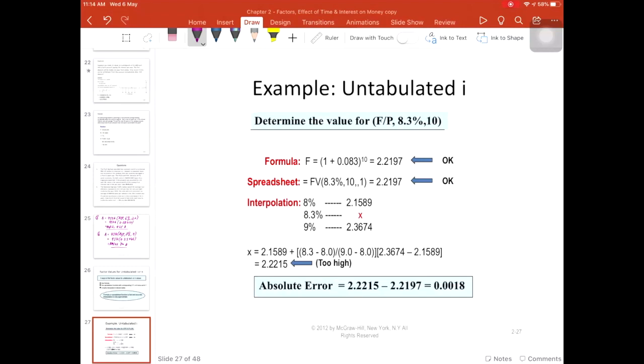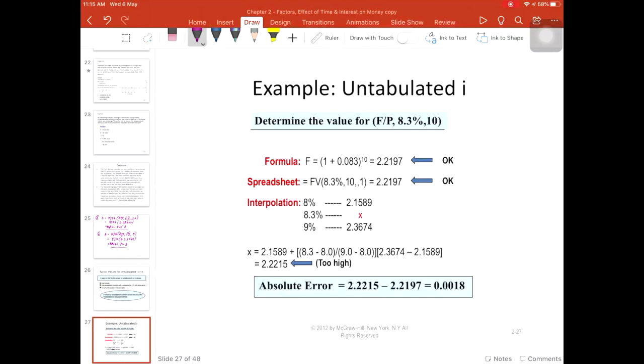But for the interpolation, in the column F over P at year 10, the number at 8% is 2.189, and at 9% it is 2.3674. Then you have to get the number between 8 and 9, because you have to know the value at 8.3%. So you have to do the interpolation. These are the numbers: 8% the number, 9% the number. So you will get 8.3%.